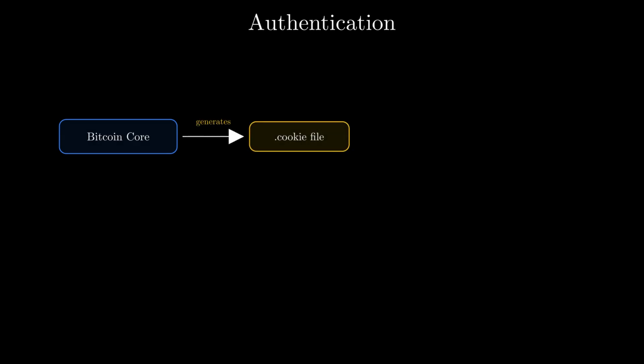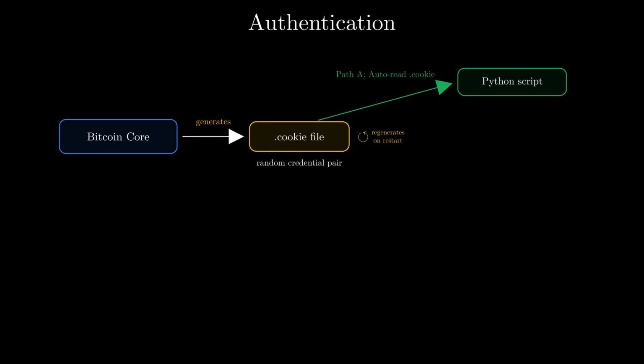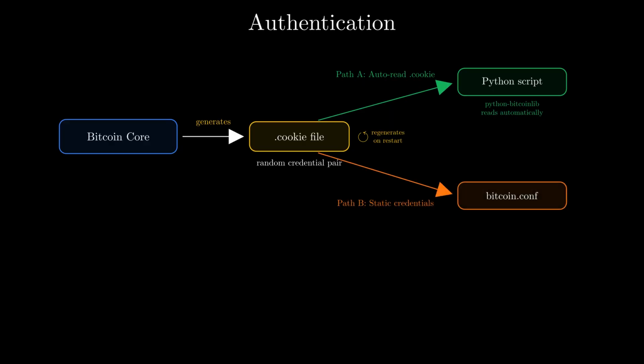A quick note on authentication. Bitcoin Core generates a .cookie file in its data directory each time it starts. This file contains a randomly generated credential pair. python-bitcoinlib can read this file automatically. Alternatively, set static credentials in bitcoin.conf using rpcuser and rpcpassword. For long-running scripts, static credentials are more reliable since the cookie regenerates on every restart.